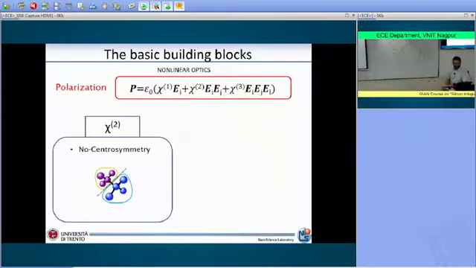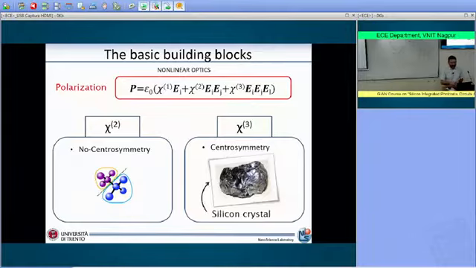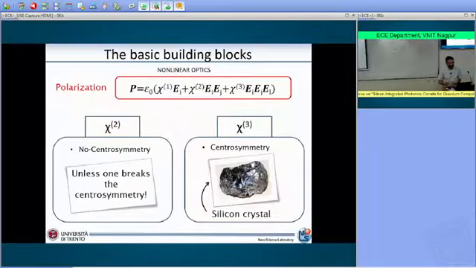Nonlinear optics tells us that in order to have a Chi2 term, one needs non-centrosymmetric materials, like lithium niobate. There are many of those non-centrosymmetric materials. However, silicon is a centrosymmetric material. Therefore, silicon is a semiconductor where Chi2 effects cannot be used. We can only use Chi3 effects, and so this is what we are using.